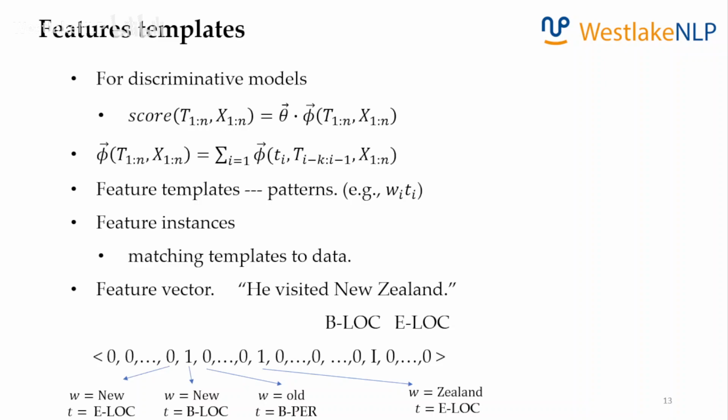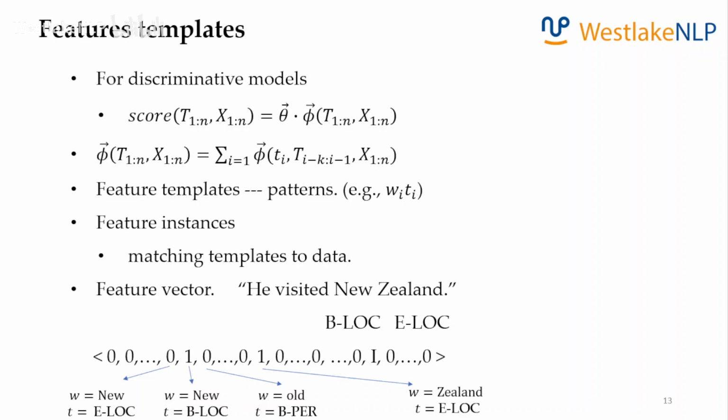And of course, you can decompose phi by assuming Markov assumptions, right? Each label is dependent on only k labels before it. If k is 1, this is the first order Markov assumption. If k is 2, second order, etc. After you have this feature independence, you can define feature templates now. I give you one example.